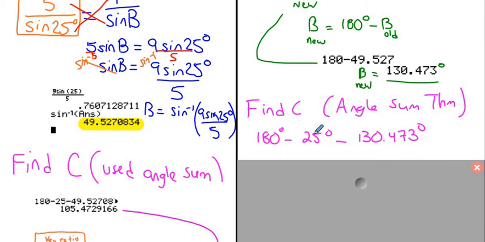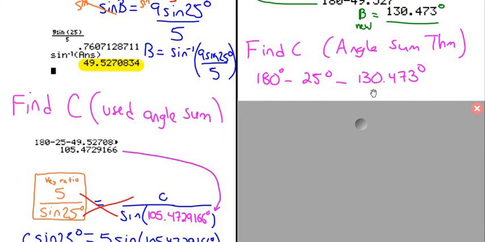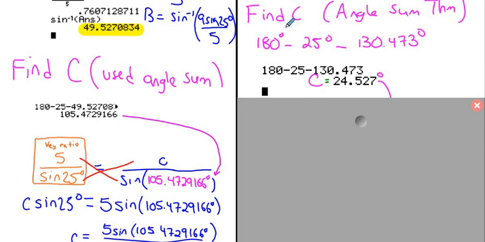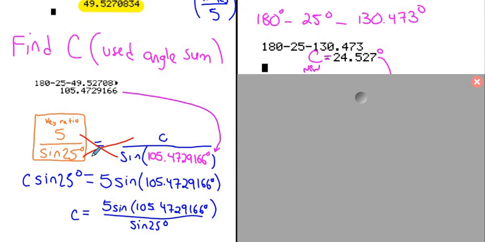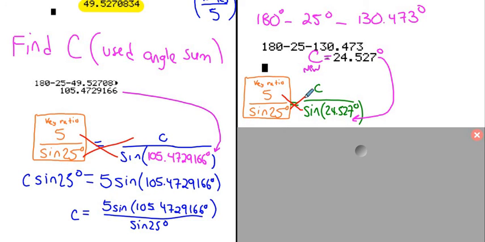So I take 180, I subtract the given 25, I subtract 130.473, and that gives me that new C, right? We'll call this new C. New C is 24.527 degrees. I then look here at what I did. I used a key ratio. I found little c. I'm going to do the exact same thing. Key ratio, find little c, but I'm using my new C to do it with.